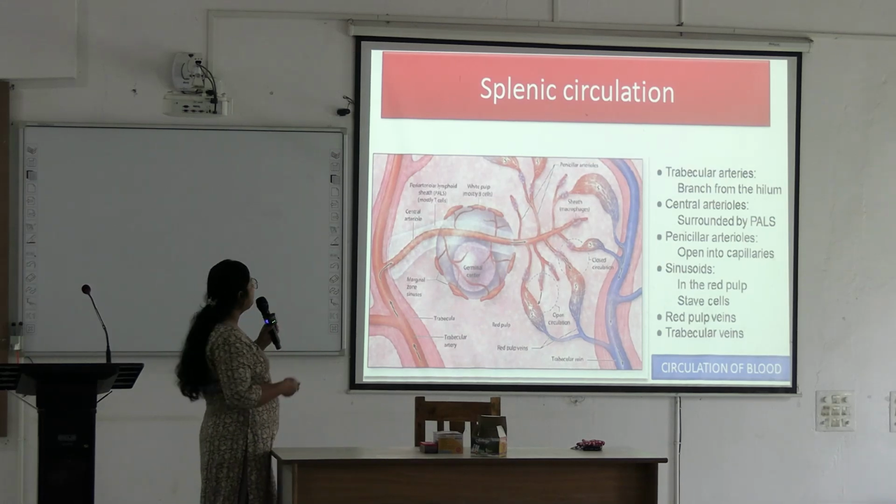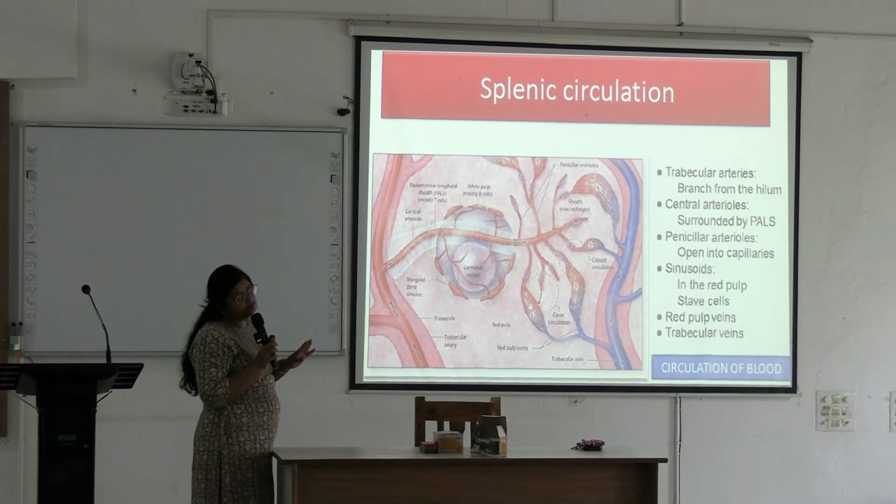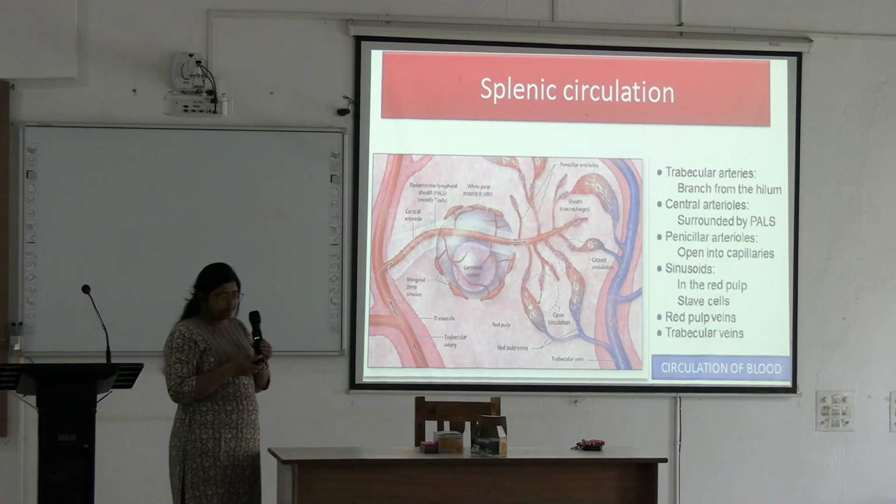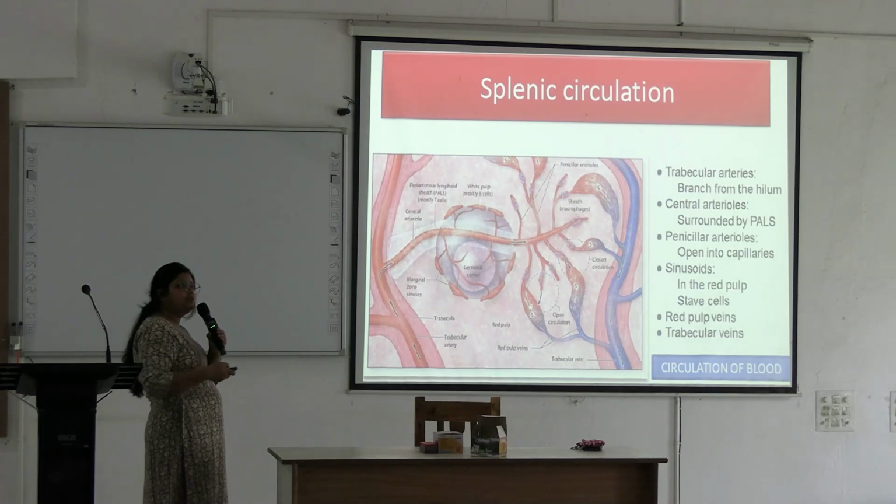Okay. So you will be asked in your theory, discuss the blood supply of the spleen and discuss the splenic circulation. Okay. You have to describe the red pulp, white pulp and the circulation through the spleen. Okay. The closed and open theory, both.